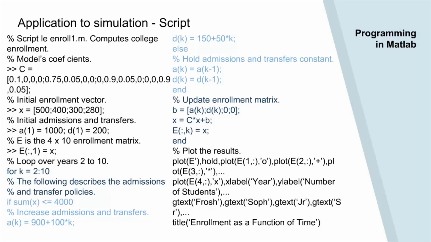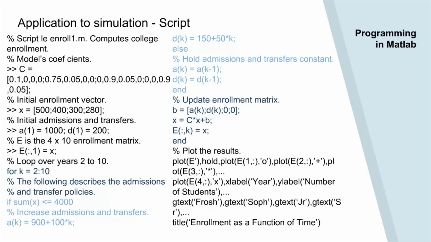So we have for k equal to 2 to 10, we check for the sum. If it is less than 4000, we update using the formula A(k) equal to 900 plus 100k and D(k) equal to 150 plus 50k. Otherwise we hold the admission and transfer rate constant and we say A(k) as A(k-1), D(k) as D(k-1). So this ends this if block.